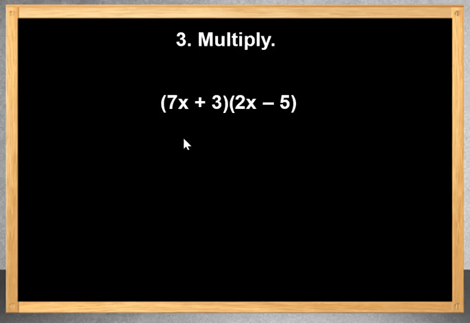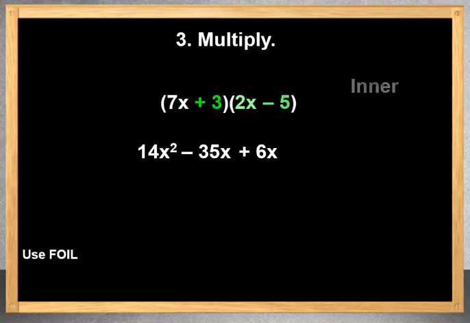So we're going to multiply two what are called binomials. We're going to use what's called FOIL. First are the first two terms in each parenthesis, so 7x times 2x, 14x squared. And then we're going to multiply the outer two terms, so 7x times negative 5 is negative 35x, so I'm going to write that as minus 35x. And then the inside two terms, multiply those, and then the last two terms in each parenthesis.